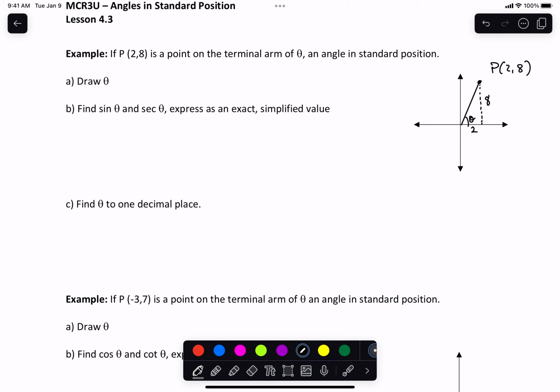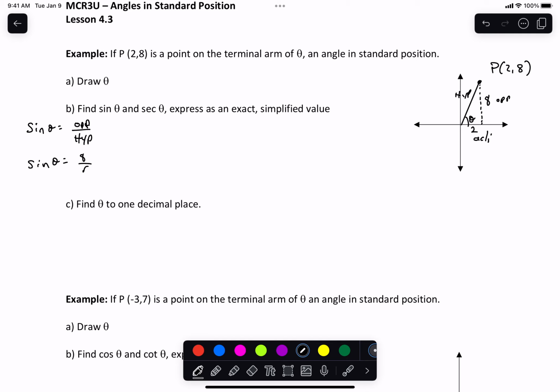Sine. Sine is what? And we agree? Sine is opposite over hypotenuse. Okay, let's try and fill that in. So sine of theta is going to be, opposite is 8. What's the problem? I don't know the hypotenuse. It's r, right? Can't you just find it? Yes. How do you find it?